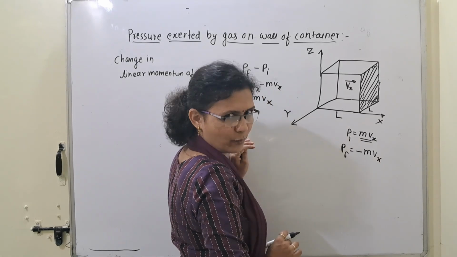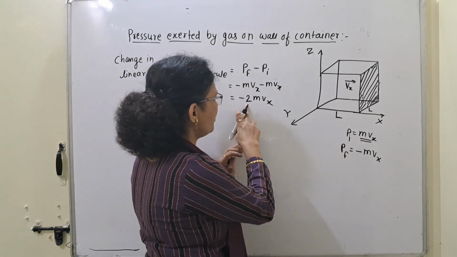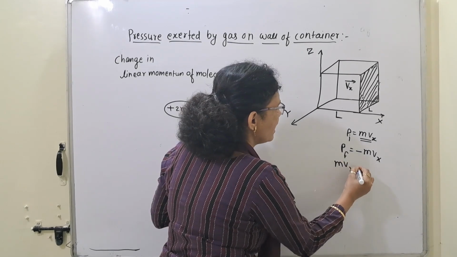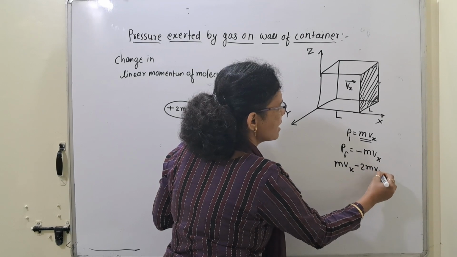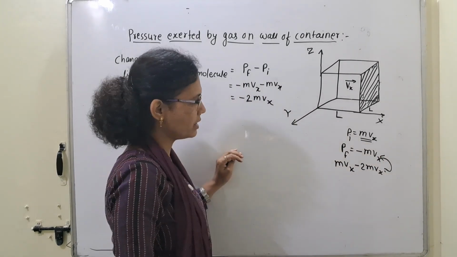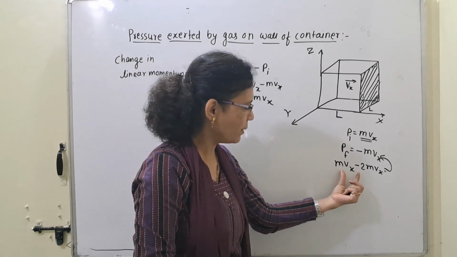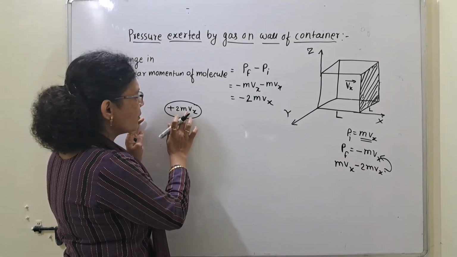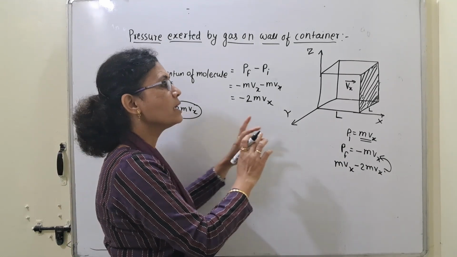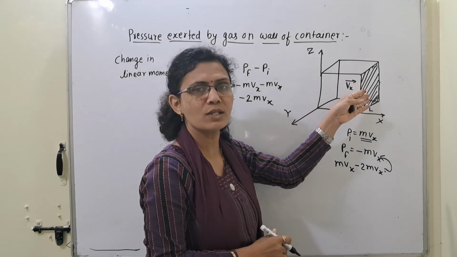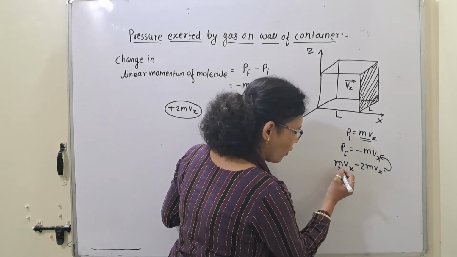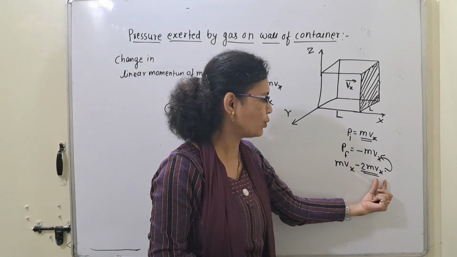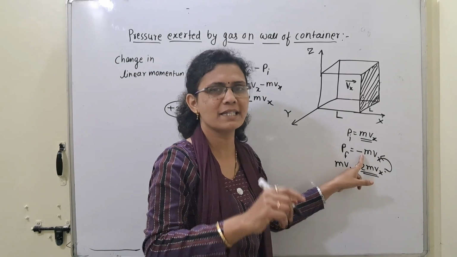Initial momentum is mvx. The change in momentum is minus 2mvx. So mvx minus 2mvx will be the P final. What is that? Minus mvx. Mvx minus 2mvx, what I have told, that is plus 2mvx. This much momentum is imparted or given to this wall, which means if it is given to the wall, I have to subtract that momentum. So mvx minus 2mvx gives you minus mvx.